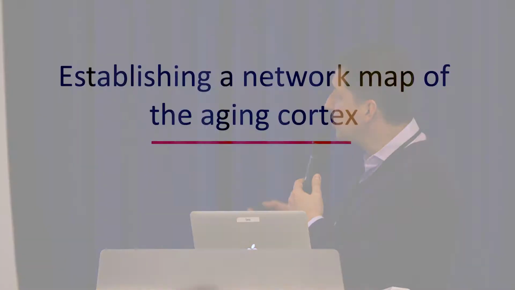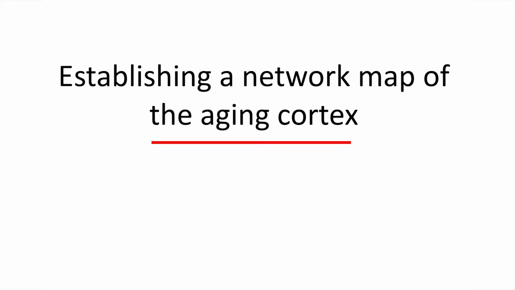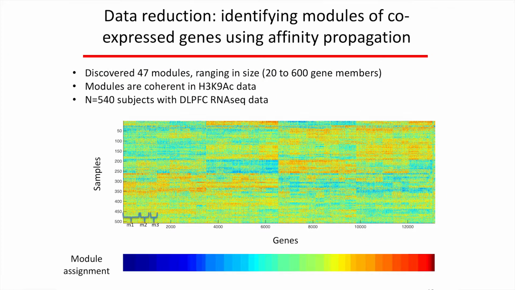But what I wanted to share with you today is our more recent work to establish a network map of the aging cortex. To do this, as many people do, we collected RNA sequence data from the frontal cortices of this cohort. This is the initial data set of about 540 individuals. Individuals are in rows. In columns, we have the genes. And clearly, there's a pattern, there's structure to these data. And we can use co-expression patterns to define modules of genes that are co-expressed.